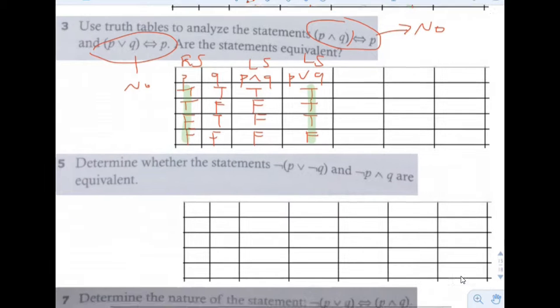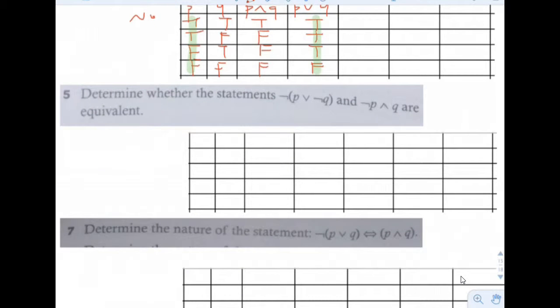Now it says, determine whether the statements not P or not Q and not (P and Q) are equivalent. So basically they're asking, are these equivalent? First we make the inputs P and Q: first 2 true, second 2 false, and then true, false, true, false, so that we get every single combination represented here. To build these statements, we're going to need a not P and a not Q. These are really easy to make, right? False, false, true, true for not P. False, true, false, true for not Q.